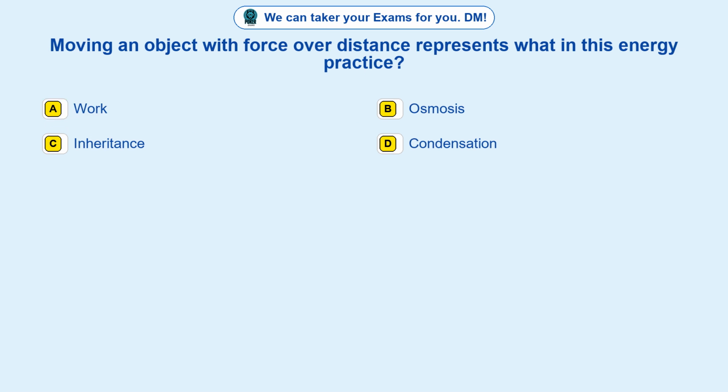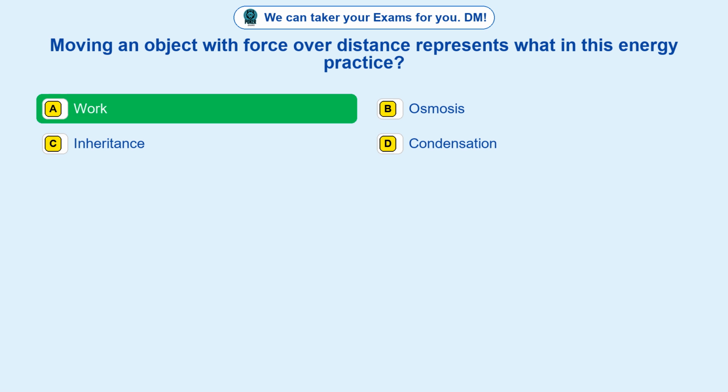Question 59. Moving an object with force over distance represents what in this energy practice? Option A, work. Option B, osmosis. Option C, inheritance. Option D, condensation. The correct answer is option A, work.